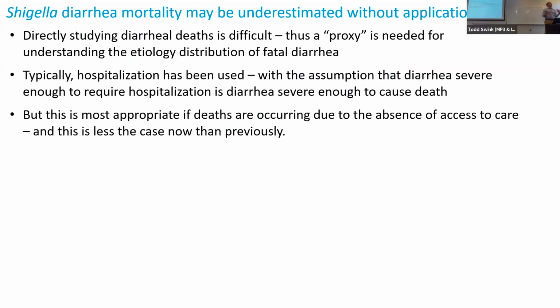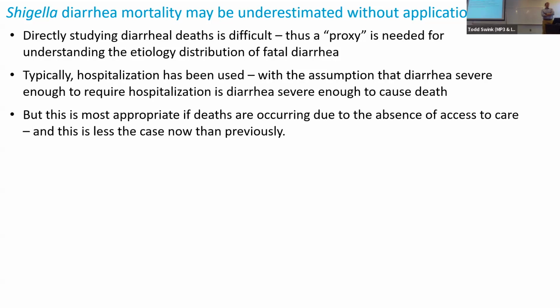I think this is a very thought-provoking question, and I just wanted to talk about it for a second. My contention is that pathogens like Shigella may be underestimated as causes of diarrhea mortality, as such mortality estimates have typically been done. So I'm going to explain how those estimates have typically been done, and then suggest an iteration on that and give you some results based on that.